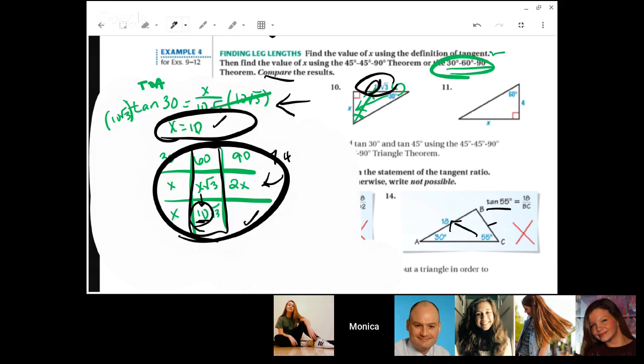But let's look at this, okay? Tangent ratio only works on right triangles. So if this one is 90 degrees, 90 plus 30 plus 55, does that give me a triangle? Okay, so that's what your error is there.